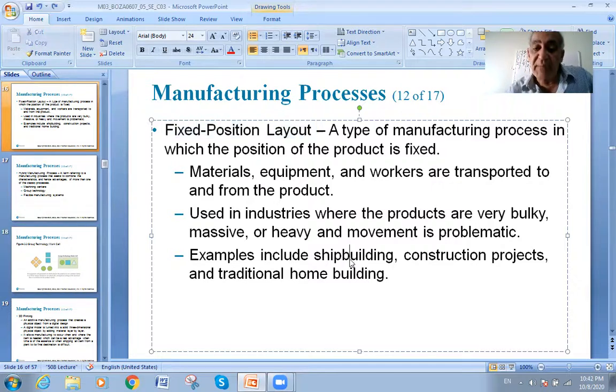It's also like shipbuilding. It's the same thing. The ship cannot move. It's in its place, and you feed it with its parts. Construction projects and building homes are the same.